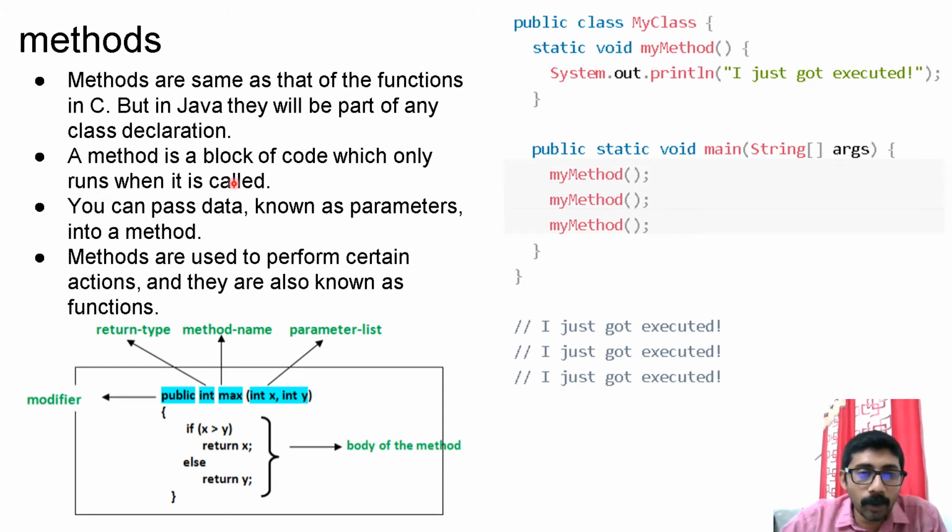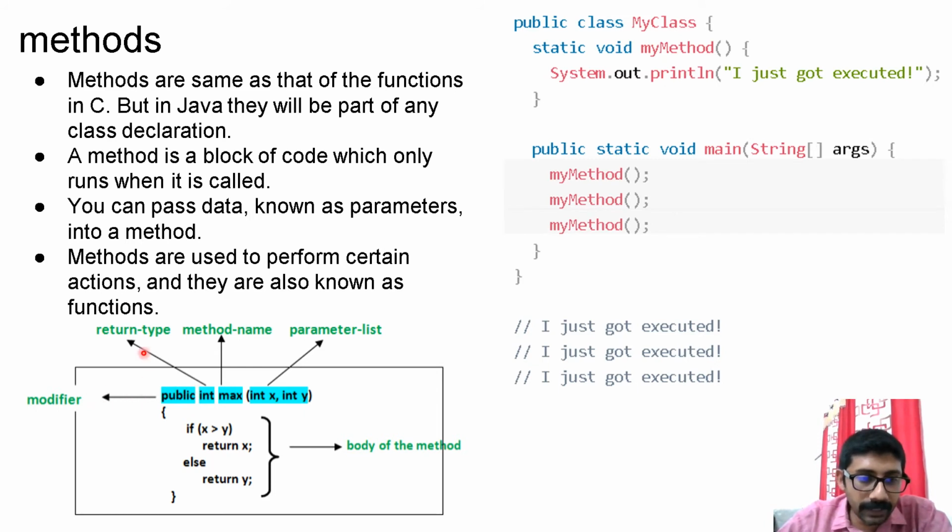A method is a block of code which only runs when it is called. You can pass data, known as parameters, into the method. Methods are used to perform certain actions, and they are also known as functions. Method and function both refer to the same thing.